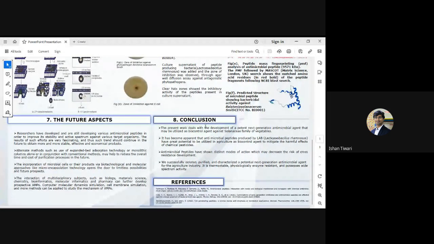As we have seen, Lactobacillus is widely used in cases of human diarrhea, as well as a probiotic. It is a novel technology which we have utilized to be used in the agriculture fields. Also, it shows a distinct mode of action, which greatly decreases the risk of cross contamination and resistance development, which is one of the major issues and hurdles in today's time.